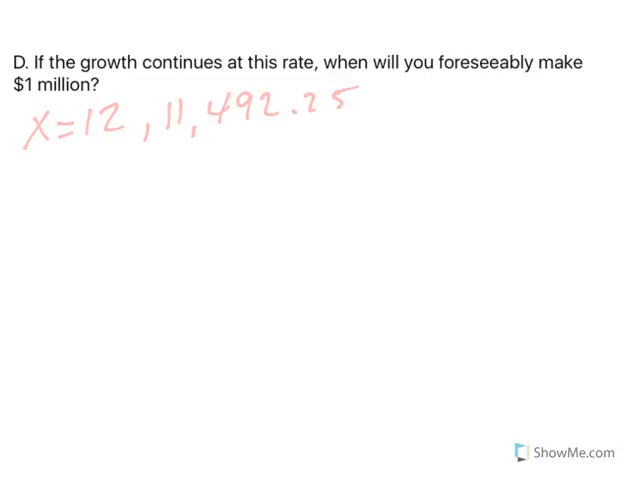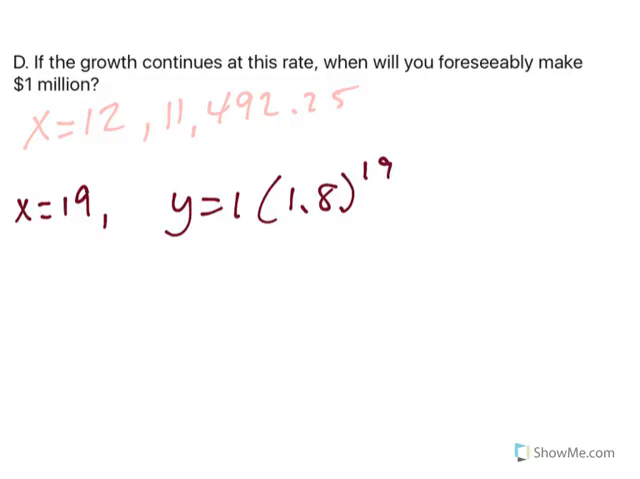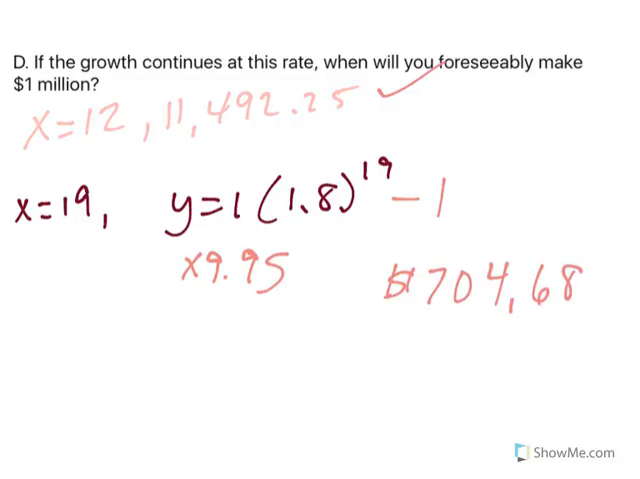So I'm going to start with 19. Let's say after 19 months, what's happened? So y equals 1 times 1.8 to the 19th. When I plug that in, I don't remember what I get, but then I'm going to subtract 1 to get rid of me, and then I'm going to multiply by 9.95, just like we did to find this answer, and I end up with 704,684.22. That is not $1 million. So let's go up 1.